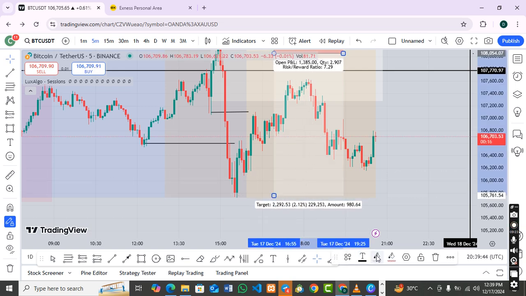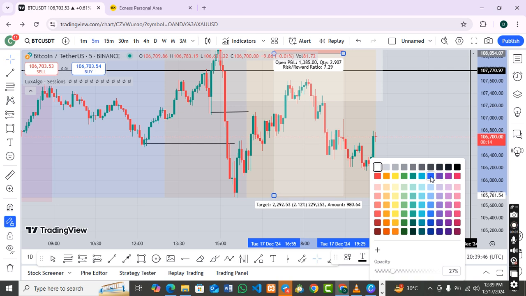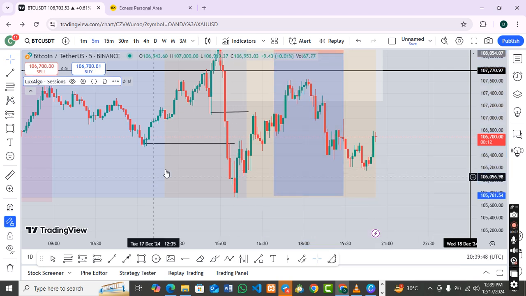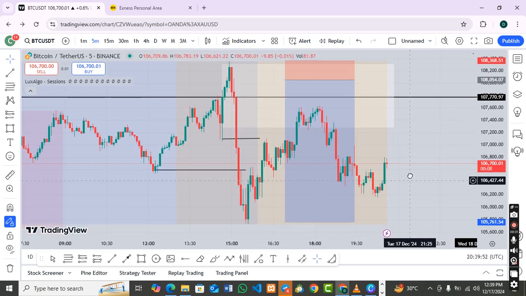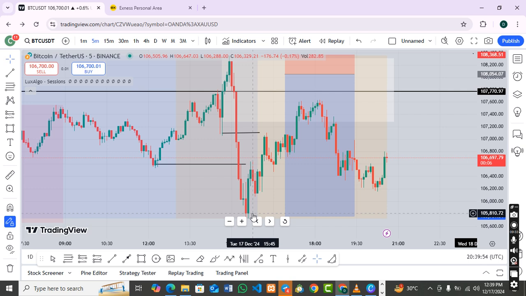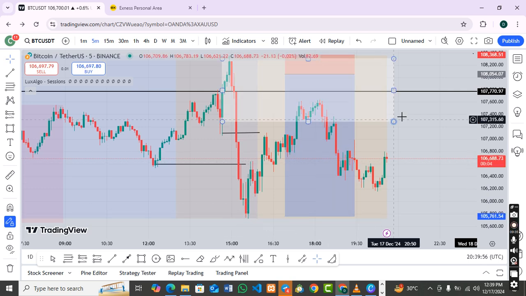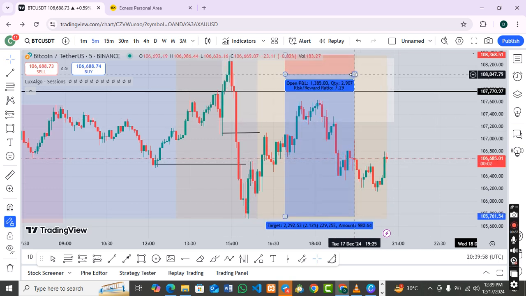Let me change the color so that you understand everything well. So yeah, you're going to target where price broke the structure or changed the direction to this last end over here. Then that will be your take profit level.